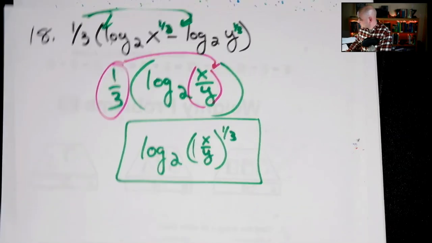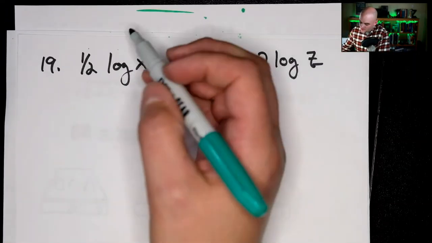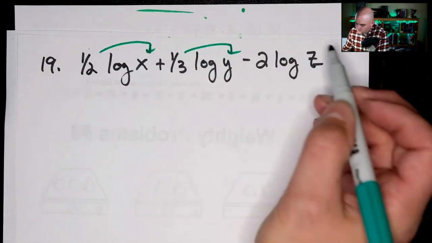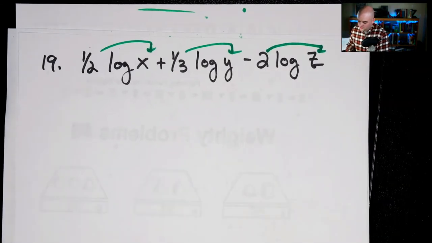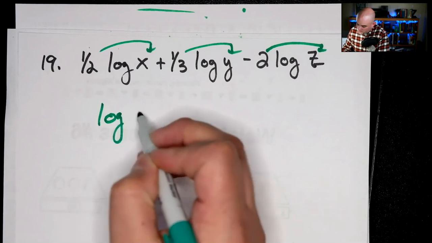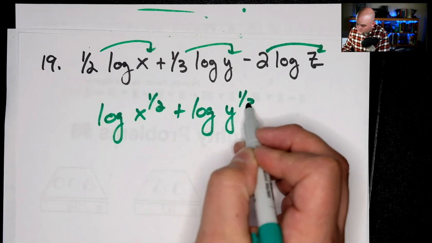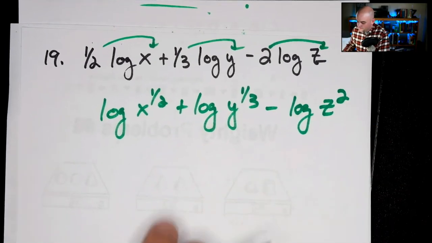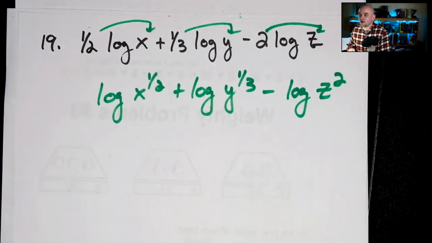All right, number 19. So number 19, I'm going to have that same approach where I say, you know what, 1/2 gets raised to the top, 1/3 gets raised to the top, and 2 gets raised to the top there. Let's see what that looks like. Log of x to the 1/2 plus log of y to the 1/3 minus log of z squared. These two have a plus sign in between, and we're doing order of operations going left to right.